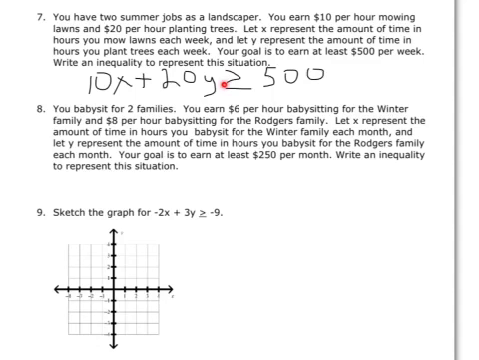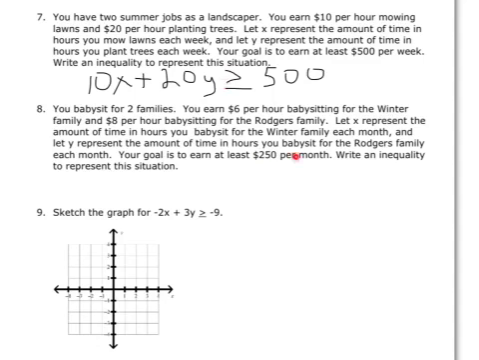Okay, number 8. You babysit for 2 families. You earn $6 per hour babysitting for the Winter family and $8 per hour babysitting for the Rogers family. Let X represent the amount of time in hours you babysit for the Winter family each month, and let Y represent the amount of time in hours you babysit for the Rogers family each month. Your goal is to earn at least $250 per month. Write an inequality to represent this situation.